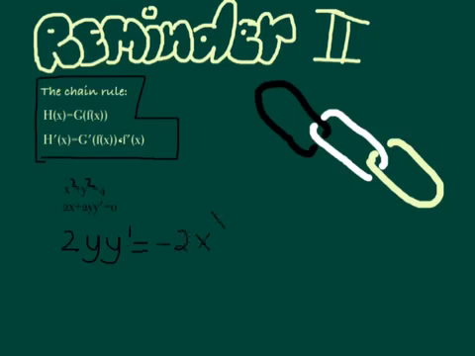And now divide by 2y, and we get y derivative equals minus x over y. Okay, this looks a bit different to what we've done in the past. In the past, we've had a y equals something with a load of x's, and we've just found the derivative.